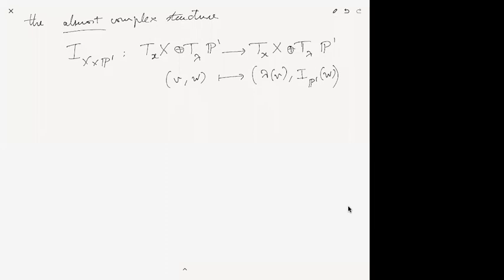And this is integrable, meaning it comes from an actual complex structure by a result of Hitchin, Karlhede, Lindström, and Roček. Okay, so, all right. So you have this.